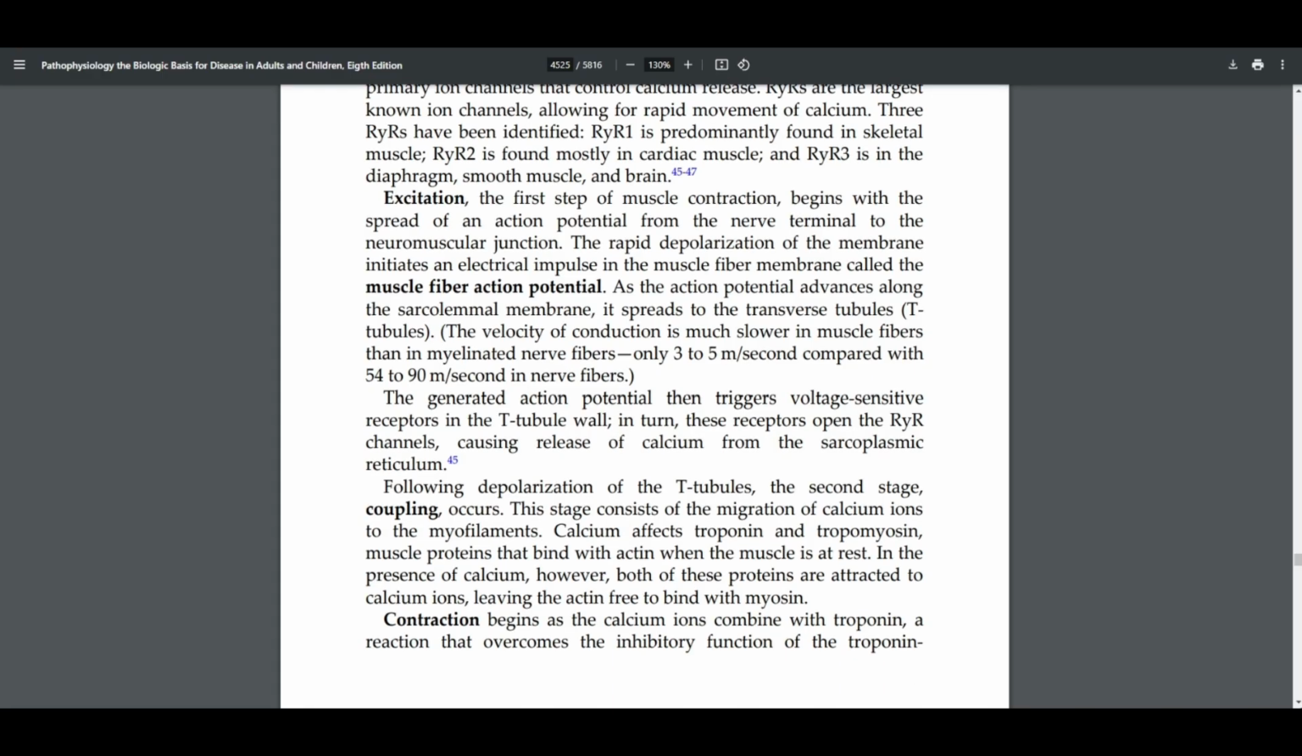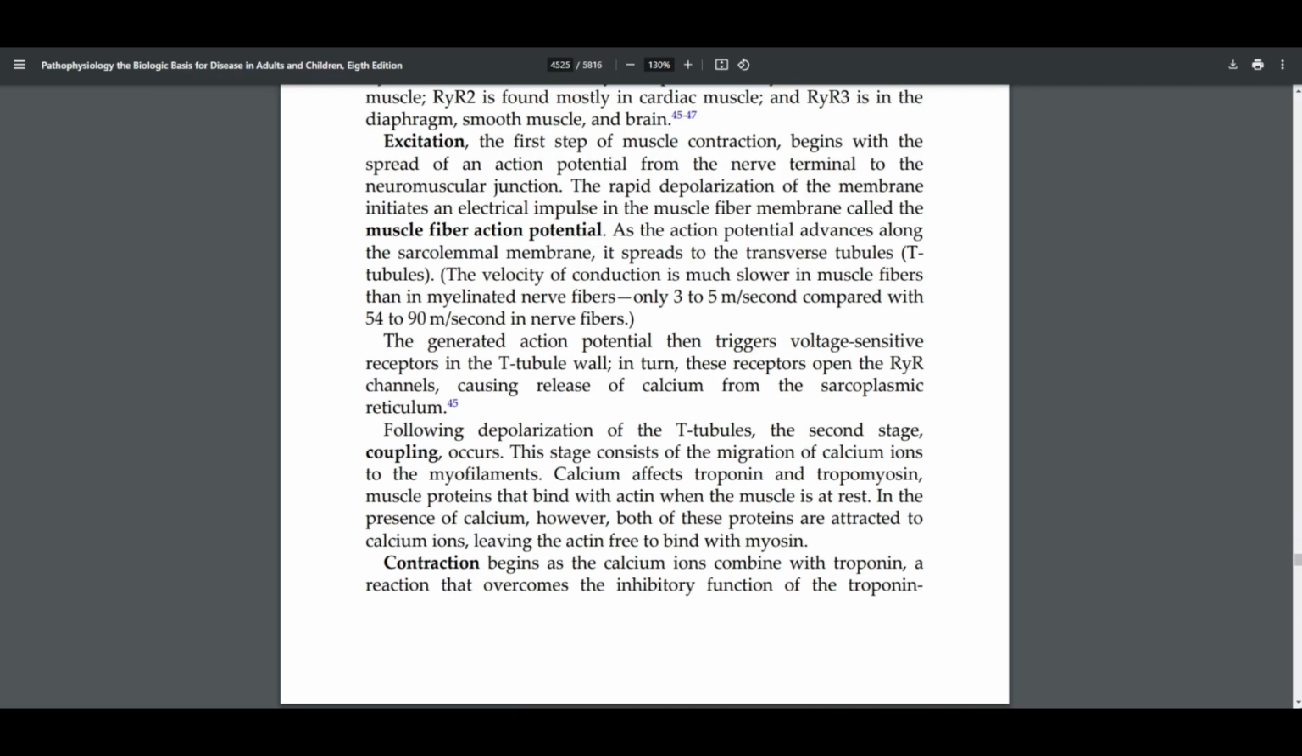The generated action potential then triggers voltage-sensitive receptors in the T-tubule wall. In turn, these receptors open the RYR channels, causing release of calcium from the sarcoplasmic reticulum. Following depolarization of the T-tubules, the second stage, the coupling, occurs. This stage consists of the migration of calcium ions to the myofilaments.